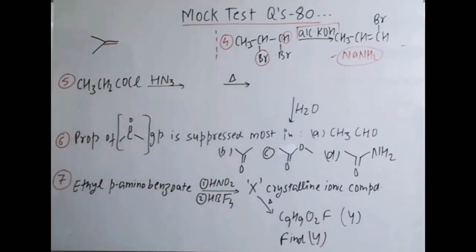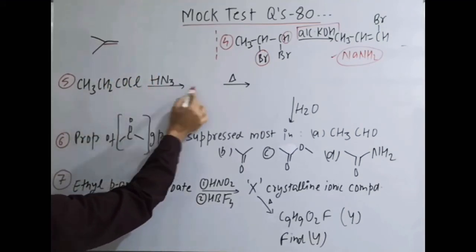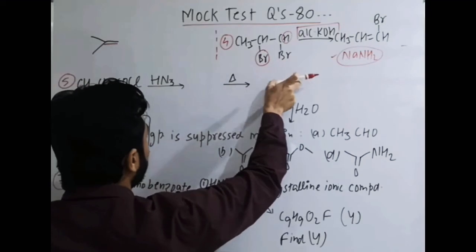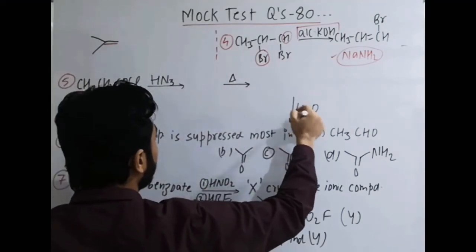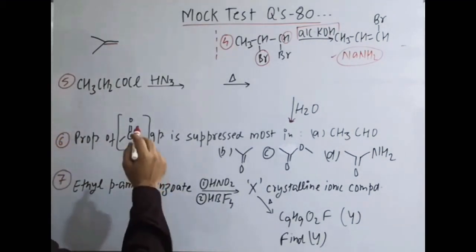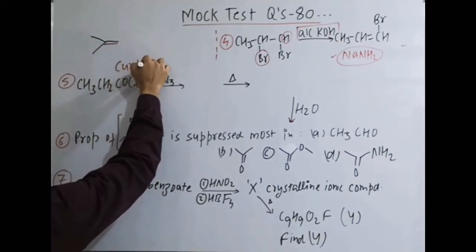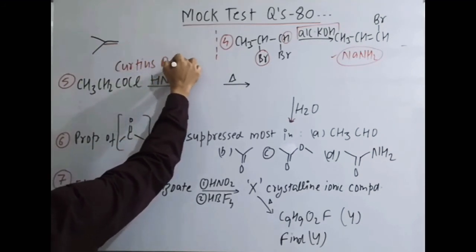The third question is a reaction in which an acid halide reacts with HN3, the product formed after heating, and after adding water, you have to write down the final product. Which name reaction is this? In the discussion of the mock test I have explained the Curtius rearrangement.